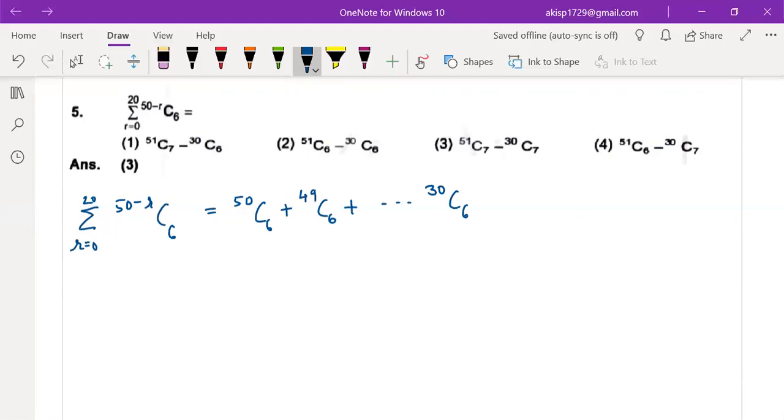Now what we will do is, this is 30 C 6. I don't have a term, I mean, the base here is always 6. So what I will do is I will add to this 30 C 7 and subtract 30 C 7. Doing this, I can club these two together. It's like 30 C 6 plus 30 C 7, which I know is nothing but 31 C 7. So this is just going to give me 31 C 7.